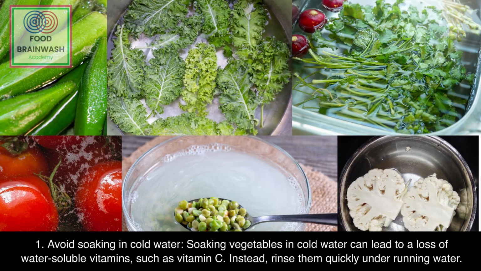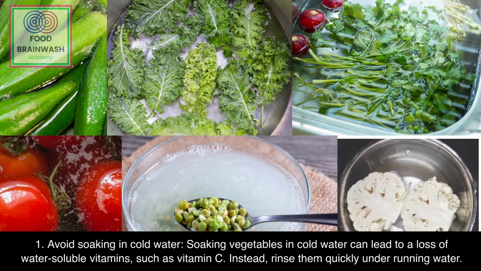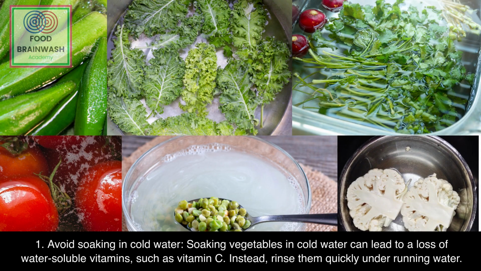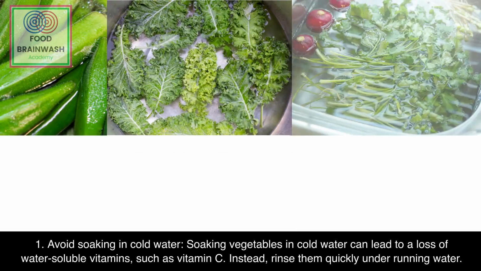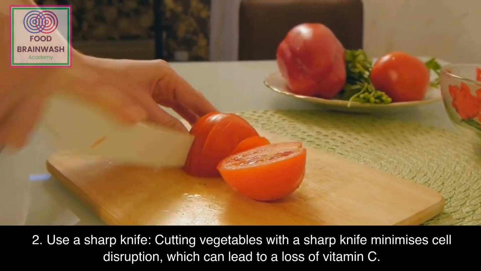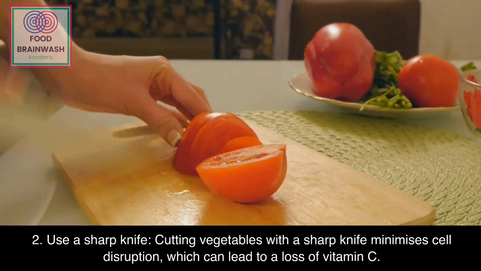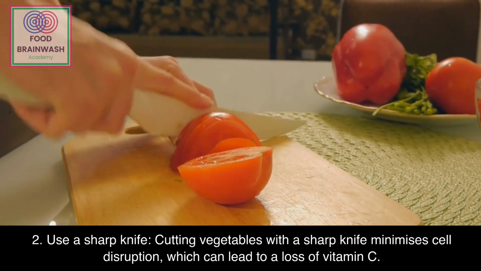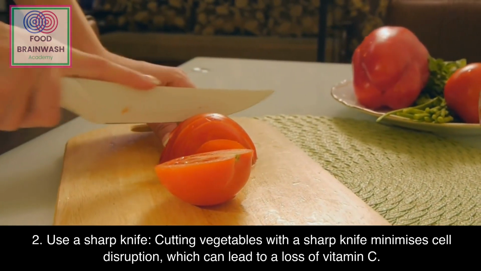1. Avoid soaking in cold water. Soaking vegetables in cold water can lead to a loss of water-soluble vitamins, such as vitamin C. Instead, rinse them quickly under running water. 2. Use a sharp knife. Cutting vegetables with a sharp knife minimizes cell disruption, which can lead to a loss of vitamin C.